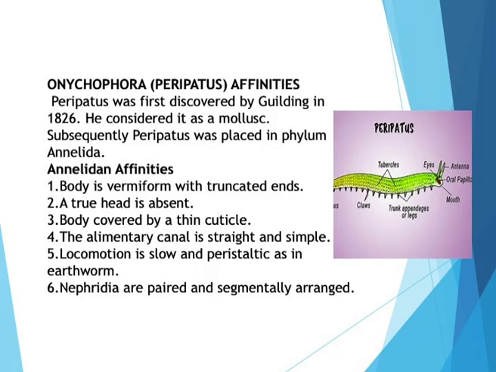Annelidan affinities. Body is vermiform with truncated ends. A true head is absent. Body covered by a thin cuticle. The alimentary canal is straight and simple. Locomotion is slow and peristaltic as in earthworm. Nephridia are paired and segmentally arranged.